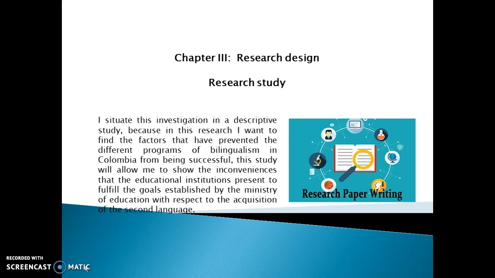Now I am going to describe the research study. I situate this investigation in a descriptive study because in this research I want to find the factors that have prevented the different programs of bilingualism in Colombia from being successful. This study will allow me to show the inconvenience that educational institutions present to fulfill the goals established by the Ministry of Education with respect to the acquisition of the second language.